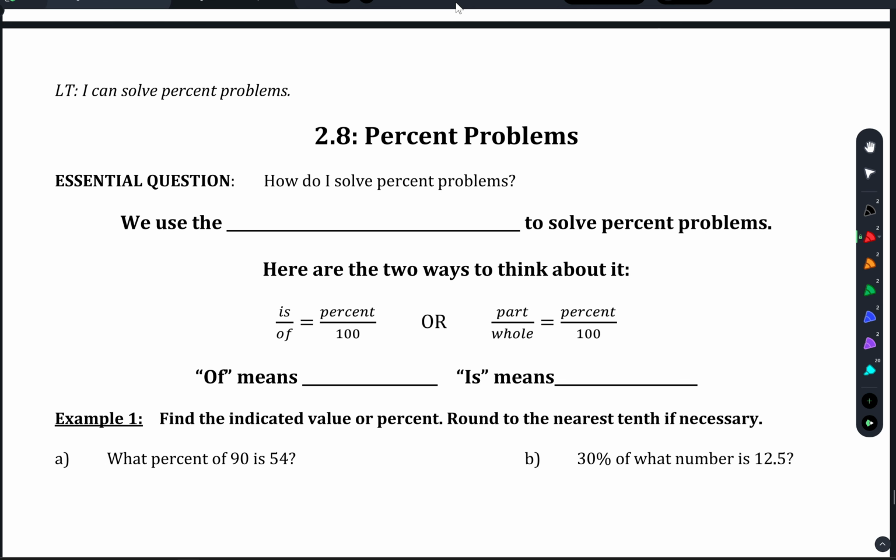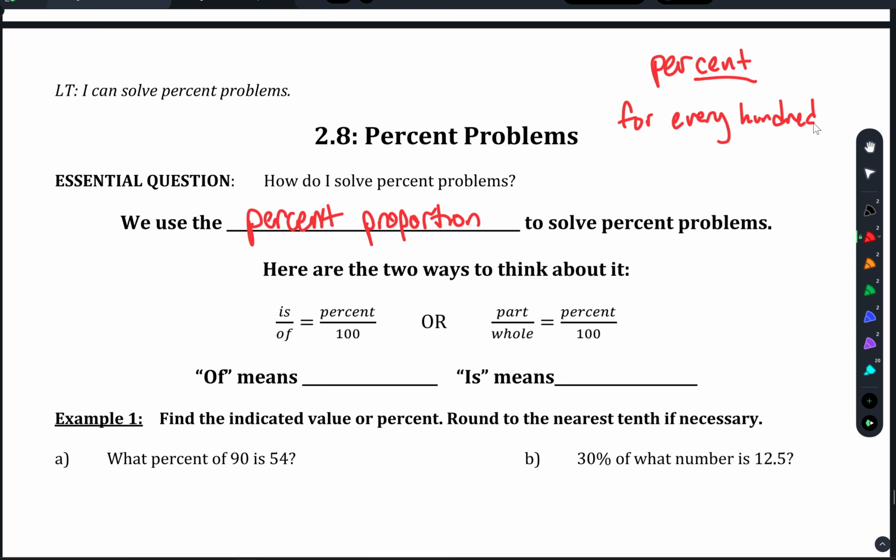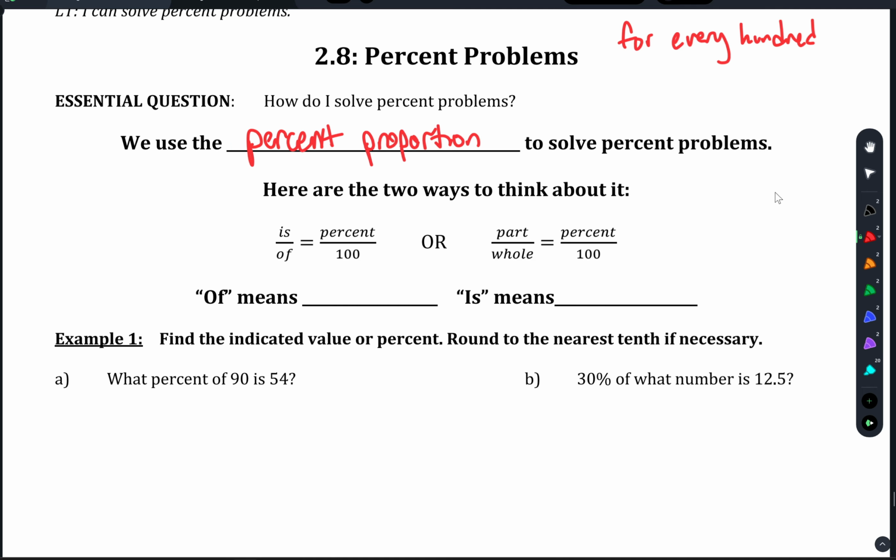We use what we call the percent proportion to solve percent problems. Now, the word percent, do we know where that comes from? What does the root word cent mean? Anybody? Not one. 100. So percent literally means for every 100. So percent problems, technically the highest number they go to is 100%. So we use that base of 100 in our percent proportions.